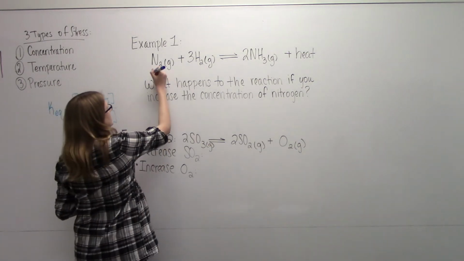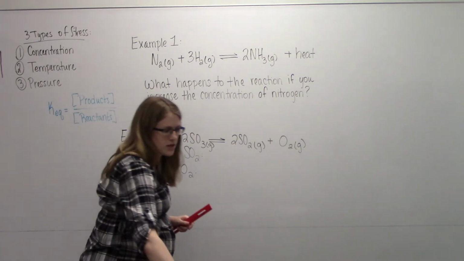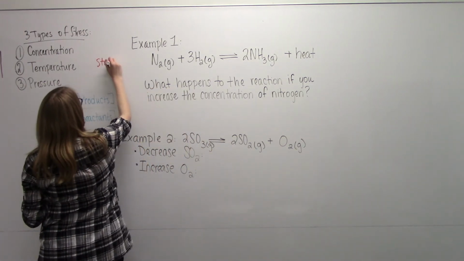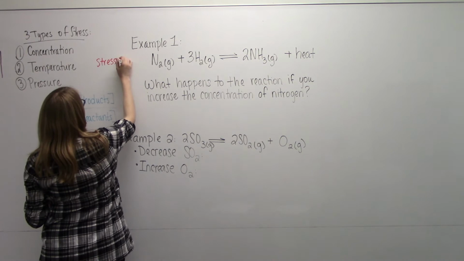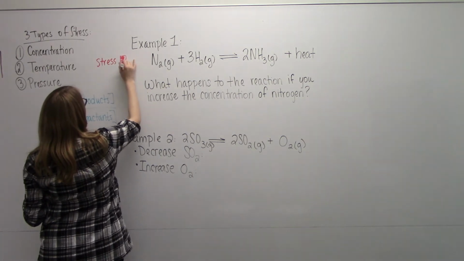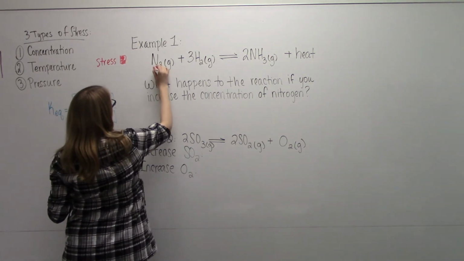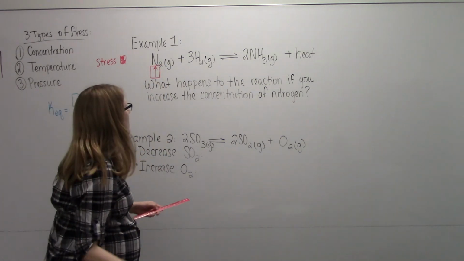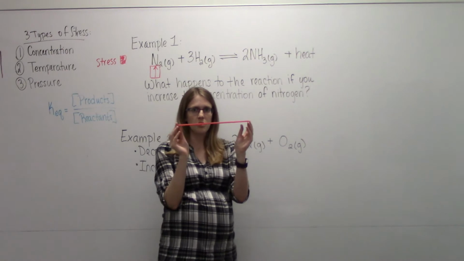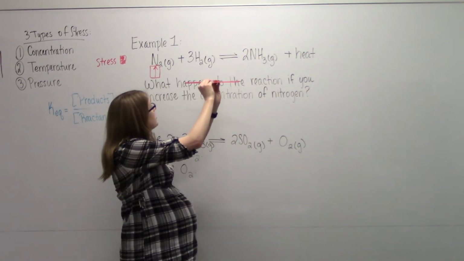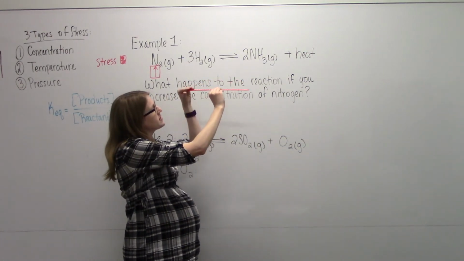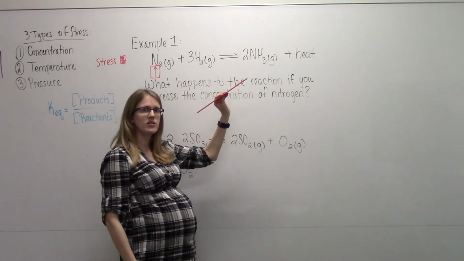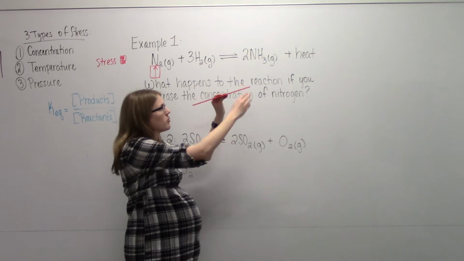So here's the stress. I'll actually put the stress in red. Okay? So there's the stress. I'm increasing this. There's my stress. Now, I want you to hold up your pencils, hold up your rulers. If I increase N2, that means that this side's going to get heavier. Now, do you see how now it's out of equilibrium? We want equilibrium to be like this.